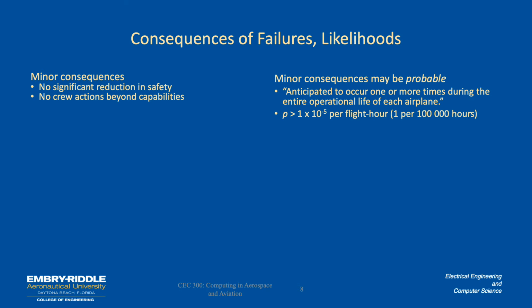Quantitatively, that's a probability of greater than 1 times 10 to the minus 5th per flight hour, or once every 100,000 flight hours. So we assume it's going to happen more than once every 100,000 flight hours. That's what minor consequences are, which we assume are going to happen. That's a probable happening.